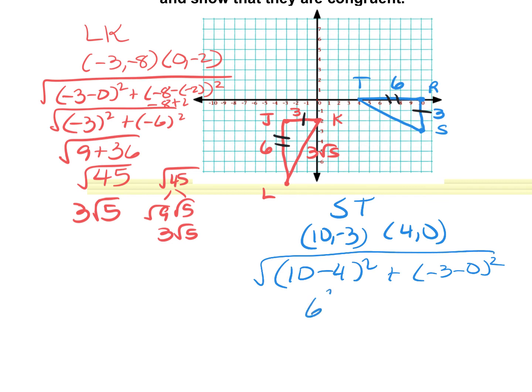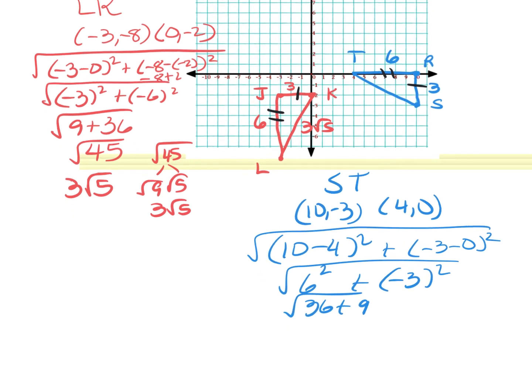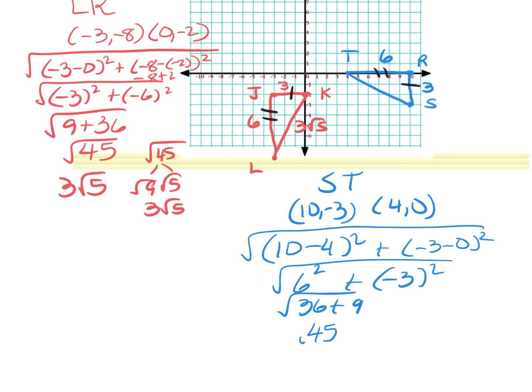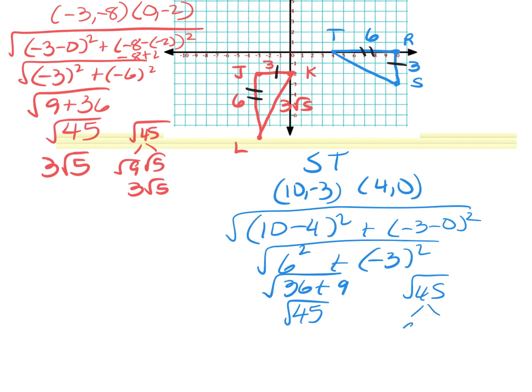So 10 minus 4 is 6. -3 minus 0 is -3. Square them: 36 plus 9. I get 45. And then break 45 down into 9 and 5, same thing I just did, and you get 3 square root 5.